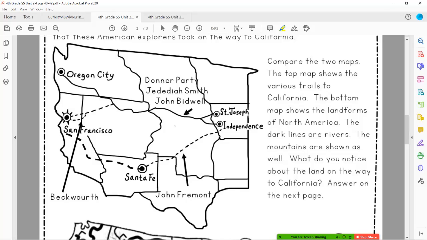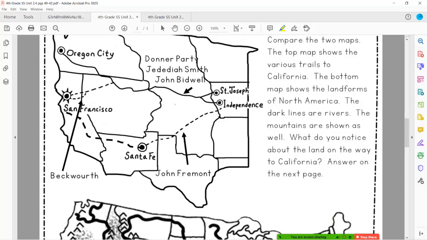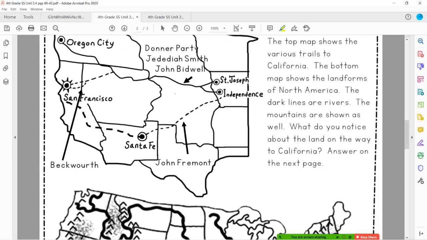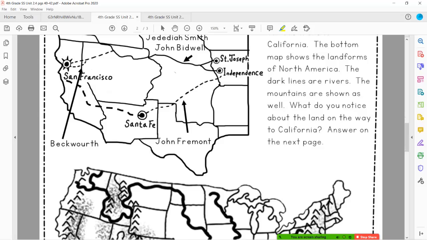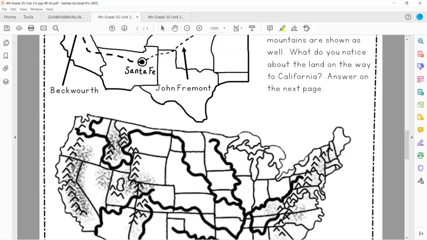So compare the two maps. The top map shows the various trails to California. The bottom map shows the landforms of North America. The dark lines are rivers. The mountains are shown as well. What do you notice about the land on the way to California? Answer on the next page.